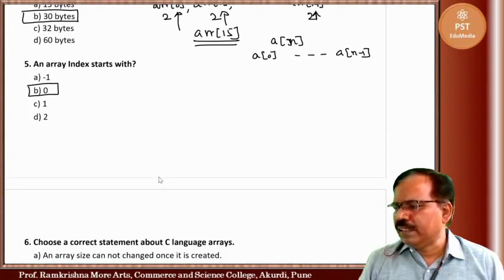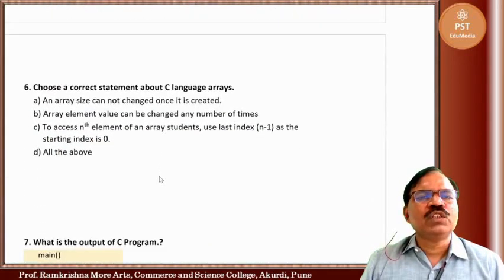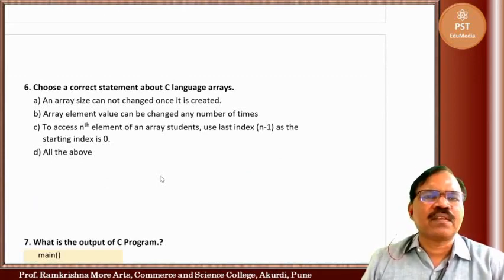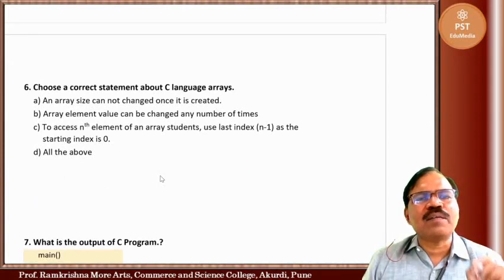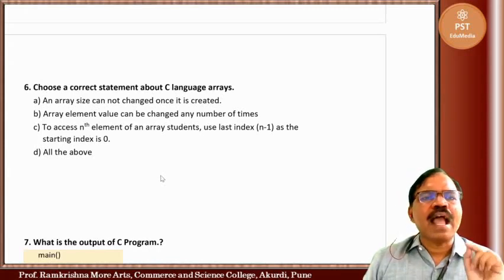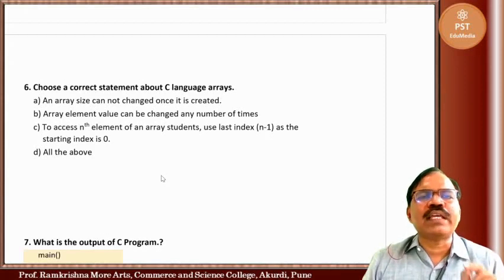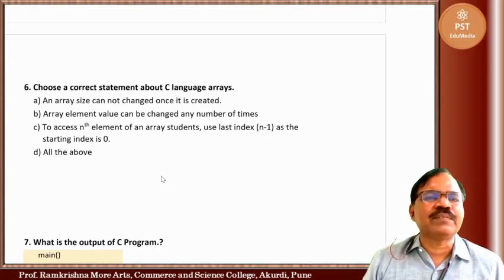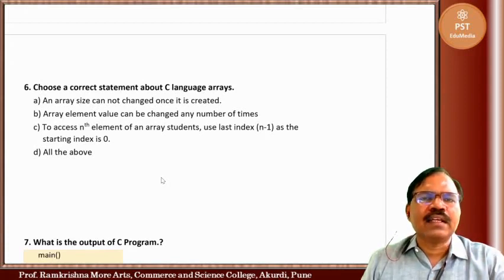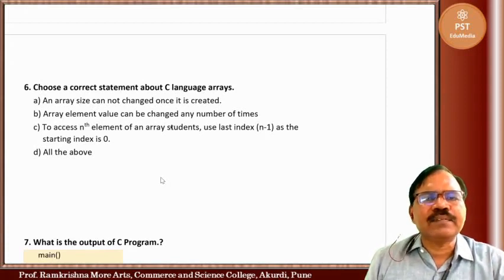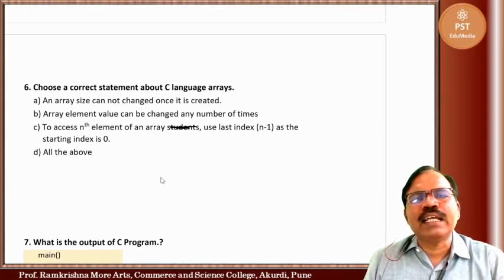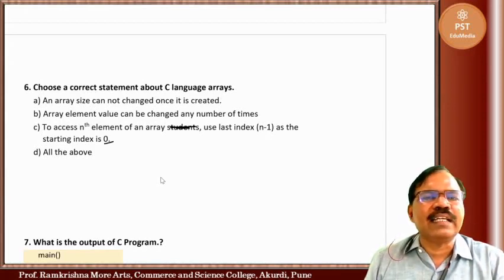Now next one, choose the correct statement about C language arrays. Array size cannot change once it is created. Array element value can be changed any number of times. To access the nth element of an array, use the last index n minus 1, as the starting index is 0.